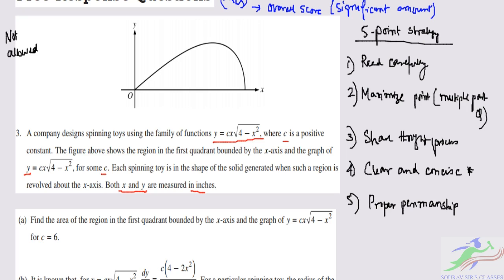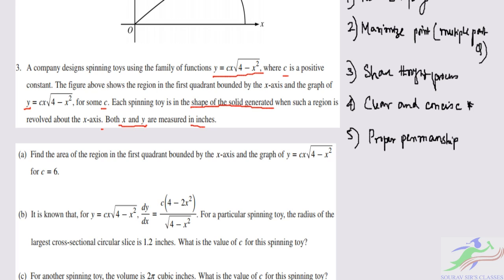Got that right? So this is question number 3, and this is the graph, and each spinning toy is in the shape of the solid generated when such a region is revolved about the x-axis. We have multiple parts, A, B, C, and we will look into them one by one.